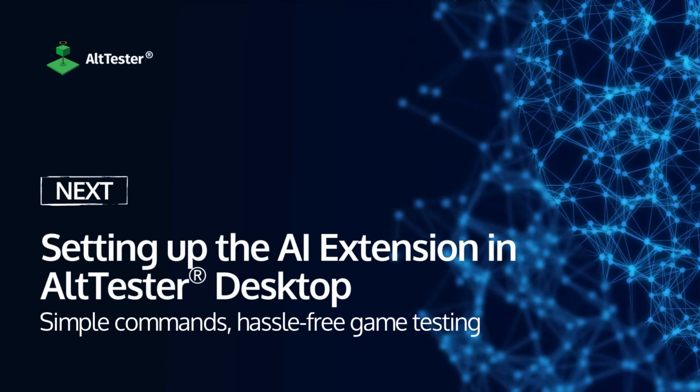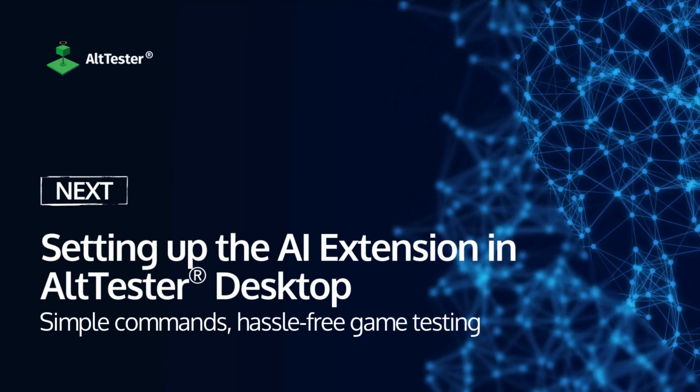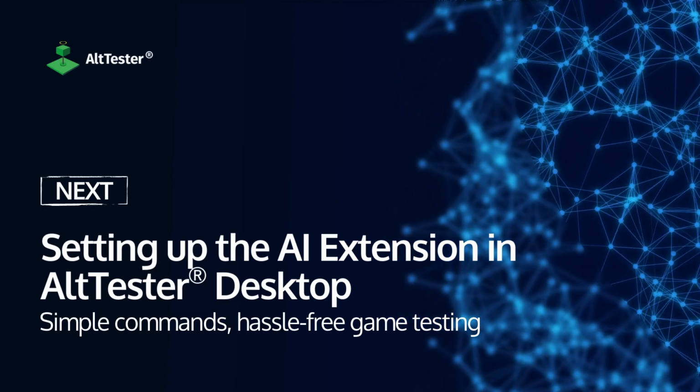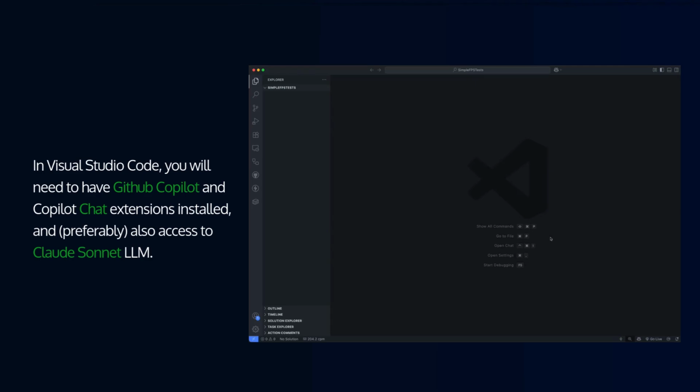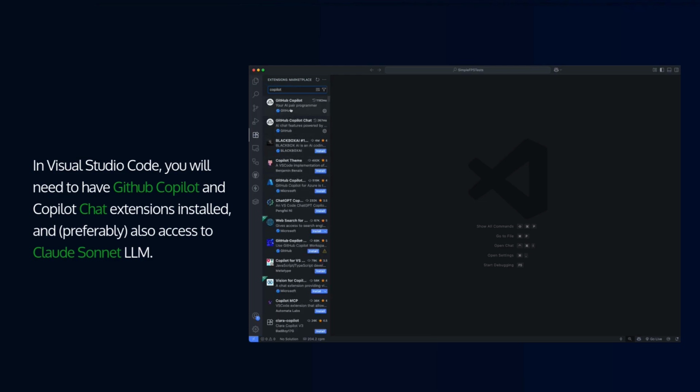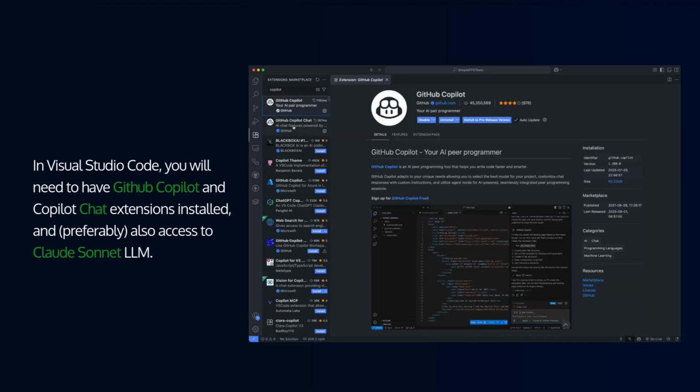Before we can start testing and using the AI-powered features, we need to set up the extension. In this example, we'll configure it in Visual Studio Code or VS Code using GitHub Copilot. GitHub Copilot is an AI coding assistant that can generate and suggest code, explain logic, and follow prompts to create new files or refactor existing ones. You'll also need the Copilot Chat extension, which enables interactive conversational prompts.